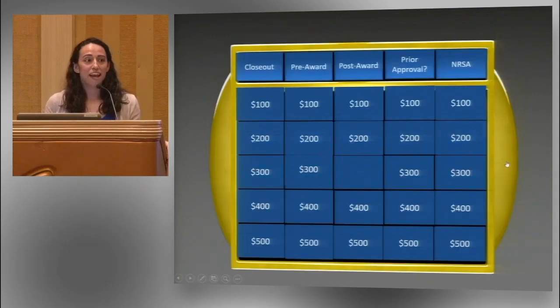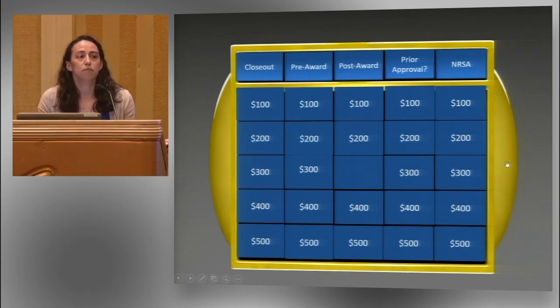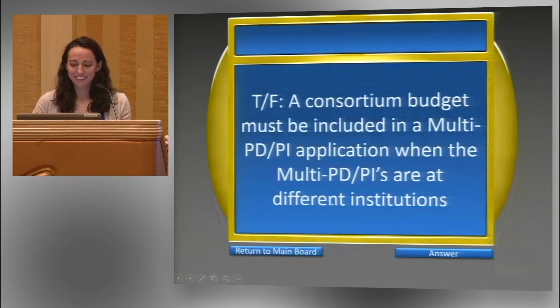All right, would you like to pick the next category? Let's do pre-award for 400. You did it just right.